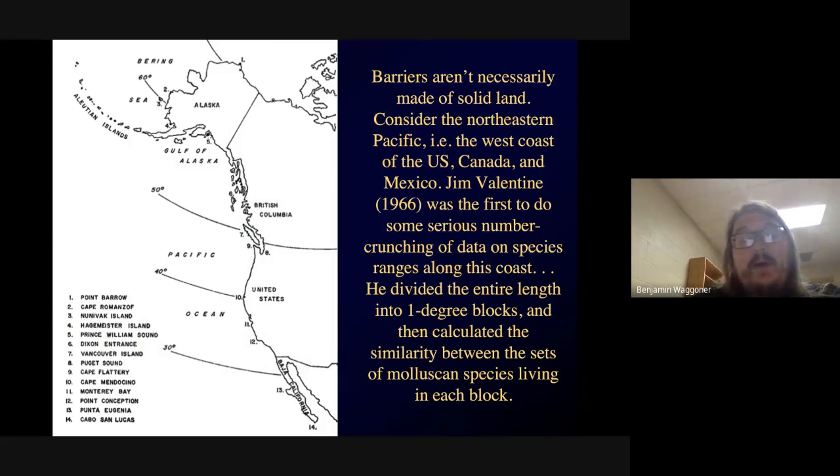There's the coast of North America. You can see Baja California to the south, United States, British Columbia, and then Alaska. He divided the entire length of this coast into blocks 1 degree wide.